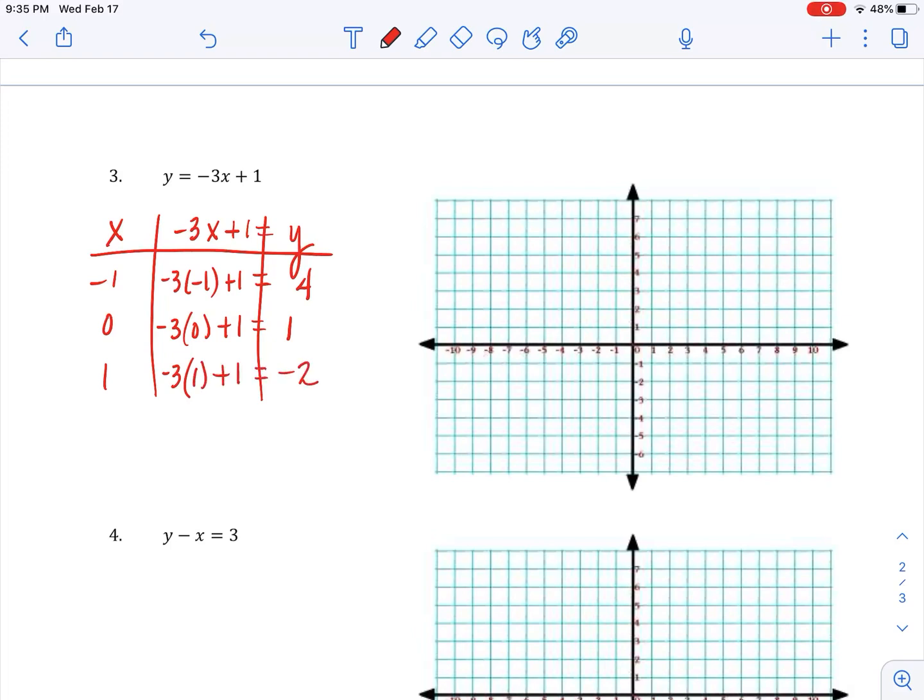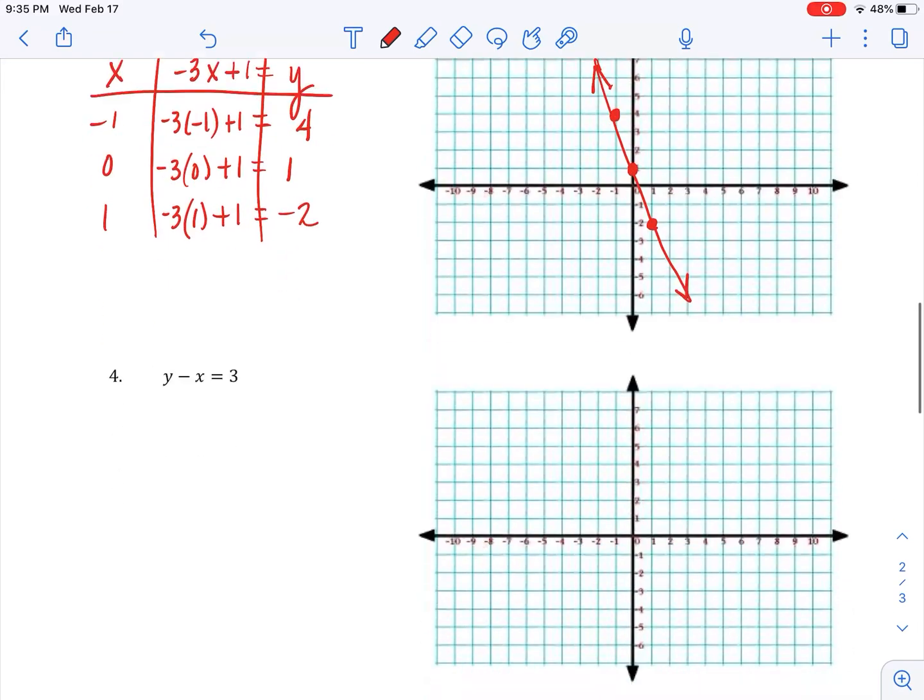If I plot those points, it'd be -1, 4, so -1, 4 is up here. 0, 1, that's on my y-axis. And then 1, -2 is down here in that fourth quadrant. If we connect the dots, that's what our line looks like. Heading downhill, it's a negative slope.